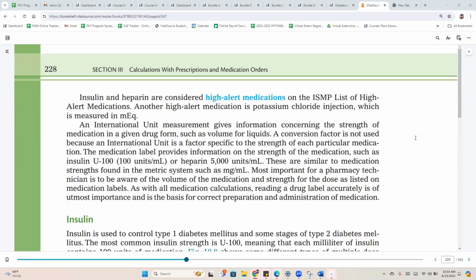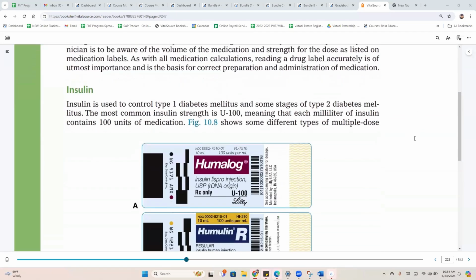Most important for a pharmacy technician is to be aware of the volume of the medication and the strength for the dose as listed on medication labels. As with all medication calculations, reading a drug label accurately is of utmost importance. It is the basis for correct preparation and administration of medication.